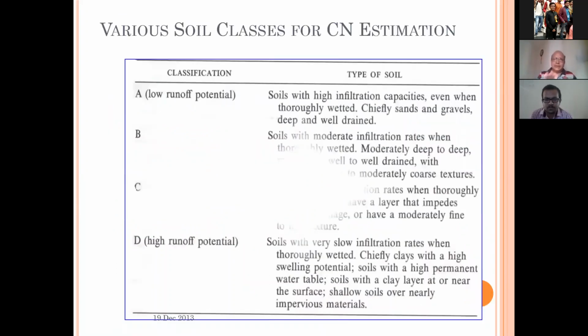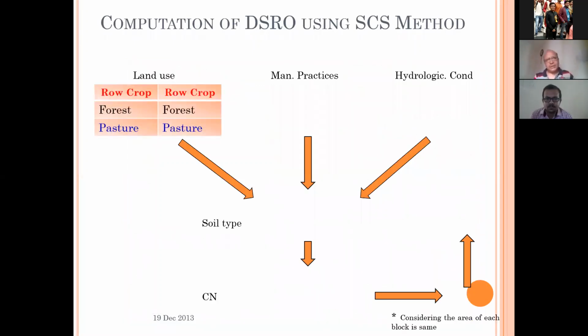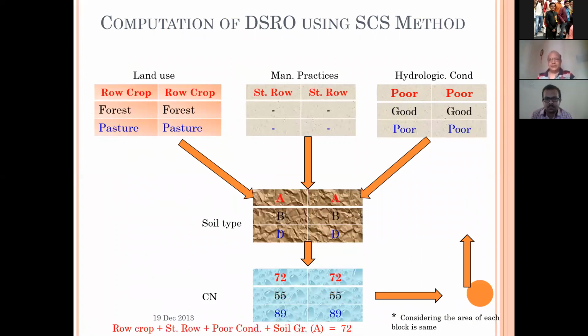These are the different soils. These soils are grouped here in 4 classes. Here is one example I have shown of how we determine Cn. If a watershed or catchment is here, it has all these land uses. These are the practices and these are the hydrological conditions. Then these types of soils are there. So with that table, we can determine this is the Cn number for this part, this is the Cn number for this part, this is the Cn number for this part, this is the Cn number for this part.